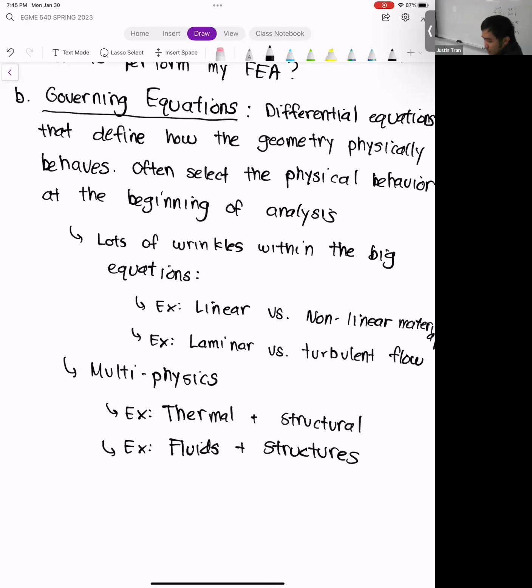Another common one is fluids and structures. This is called fluid structure interaction, and it is pretty common too, because you have a fluid that's interacting with a solid. I think the quintessential example for this is if you've ever seen a flag fluttering in the wind.